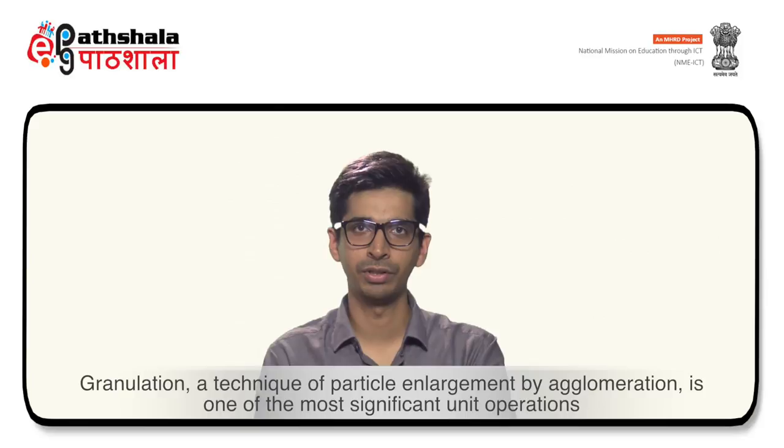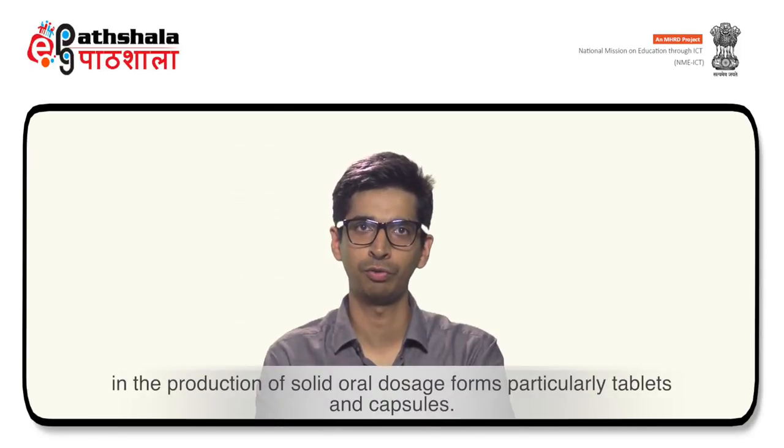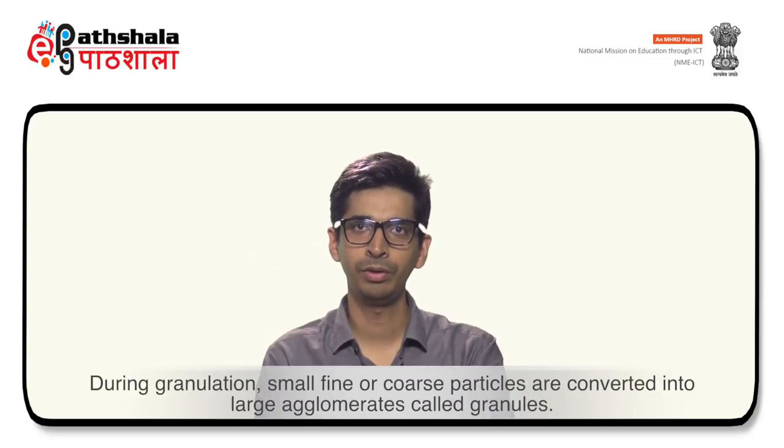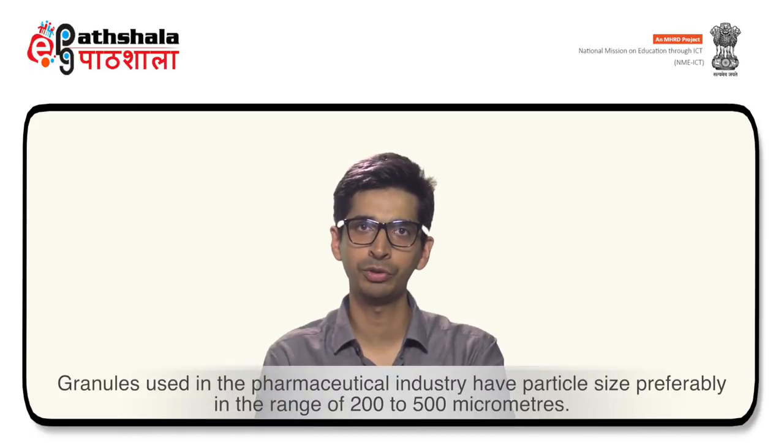Let us start with the introduction. Granulation, a technique of particle enlargement by agglomeration, is one of the most significant unit operations in the production of solid oral dosage forms, particularly tablets and capsules. During granulation, small, fine or coarse particles are converted into large agglomerates called granules. Granules used in the pharmaceutical industry have particle size preferably in the range of 200 to 500 micrometers.